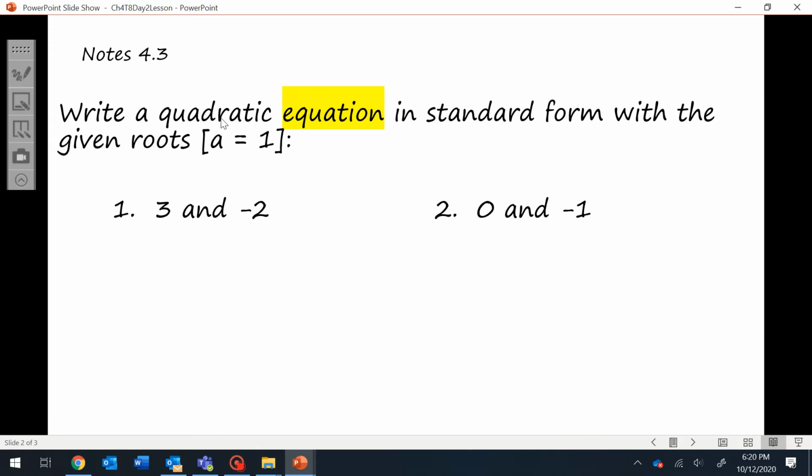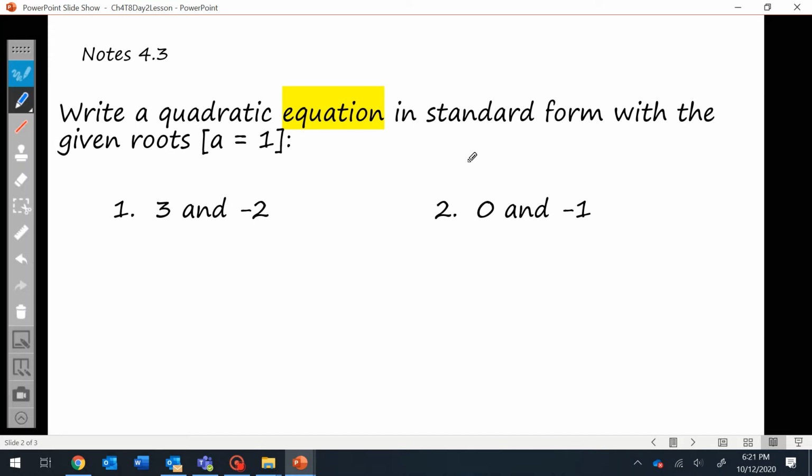Alright, write a quadratic equation in standard form with the given roots and where a is equal to 1. Okay, so what this is telling me is that one of the solutions is 3 and one of the solutions is negative 2. So if I want to write an equation with these two roots, one of my factors needs to be 0 when x is 3, and one of my factors needs to be 0 when x is negative 2.